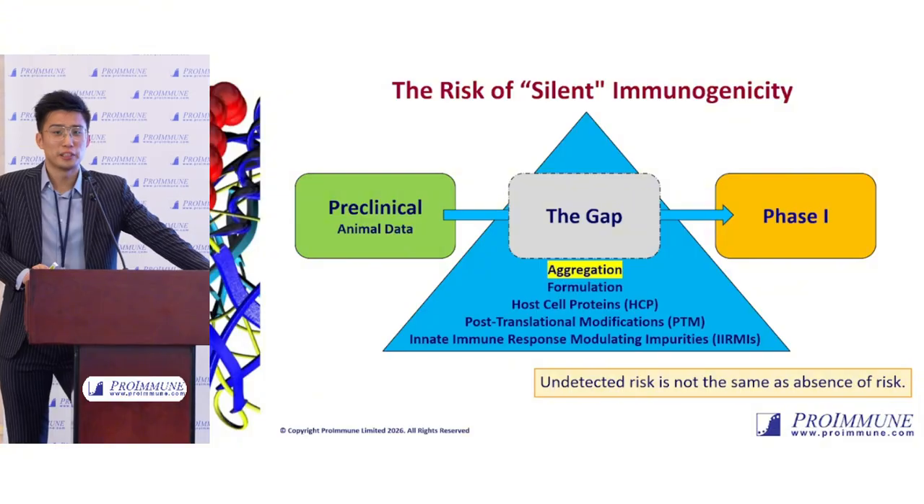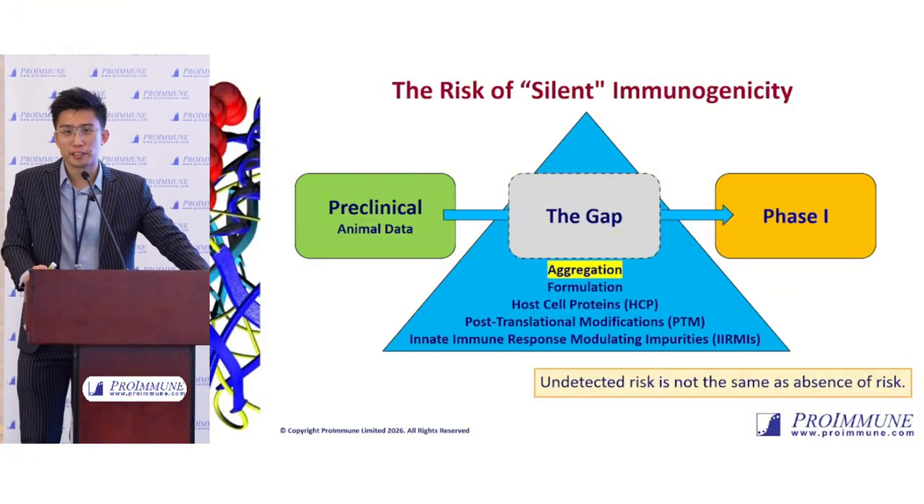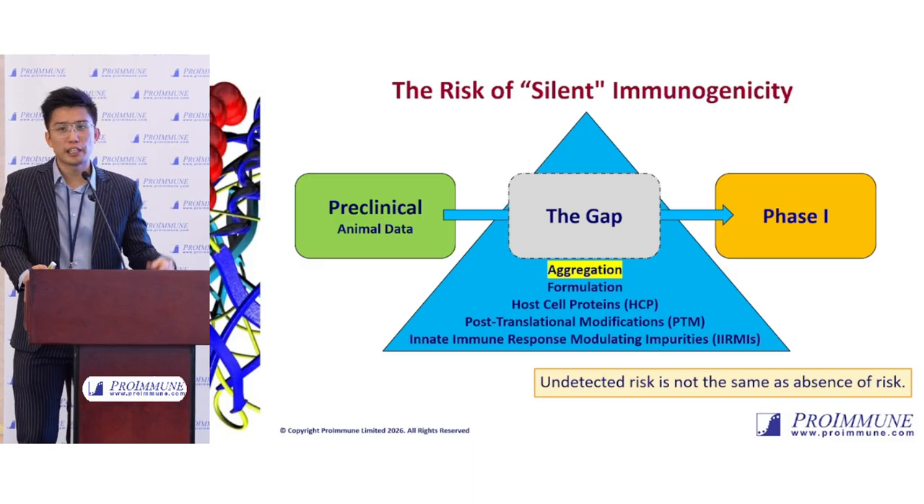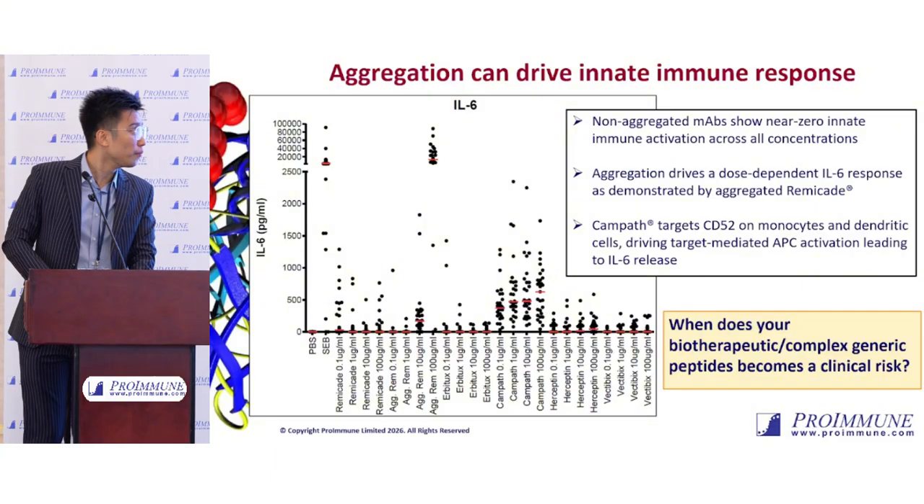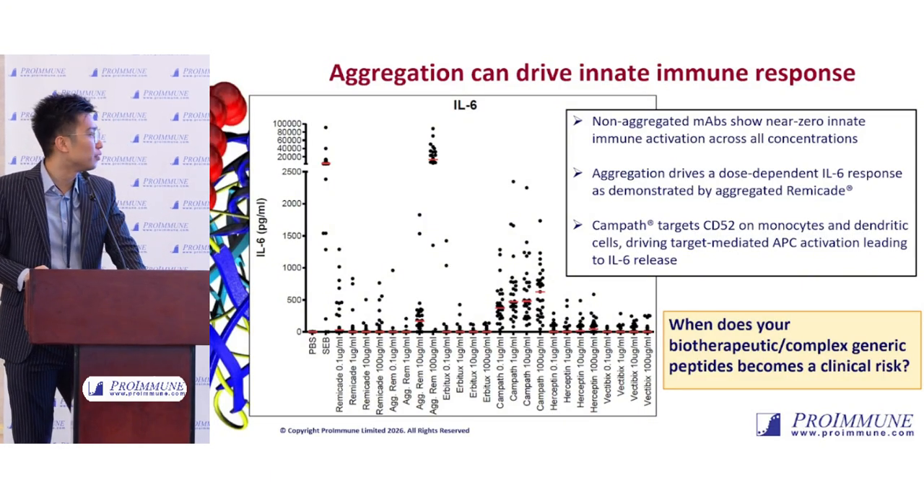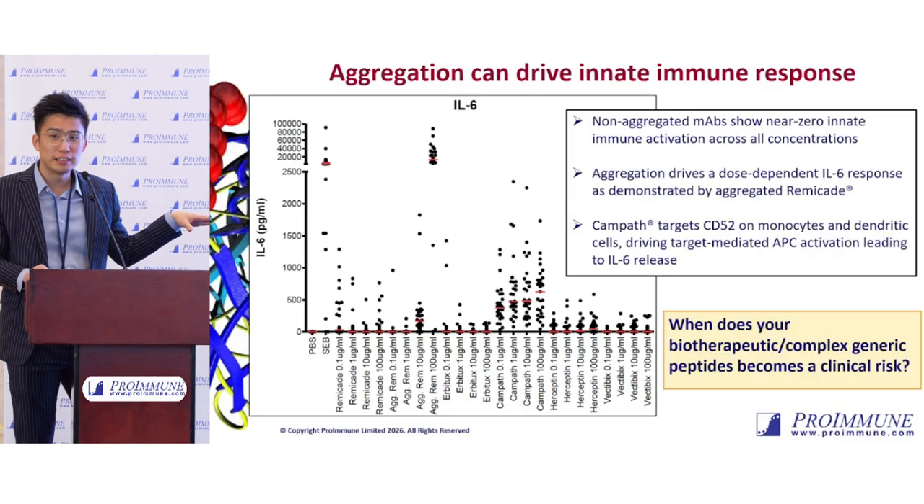So going back to the risk of silent immunogenicity, the next part I wanted to highlight is the aggregation factor, on how the extent of aggregation based on concentration can impact the innate immunogenicity. This is data that we have done for market-approved antibodies, where we have Remicade, Herceptin, and Vectibix included in this assay.